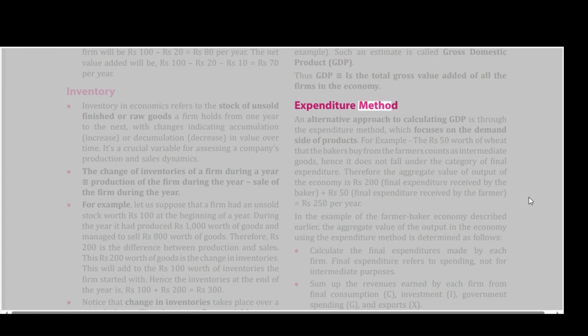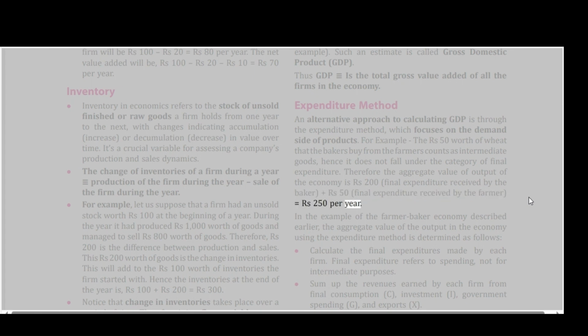Expenditure method. An alternative approach to calculating GDP is through the expenditure method, which focuses on the demand side of products. For example, the 50 rupees worth of wheat that the bakers buy from the farmers counts as intermediate goods. Hence, it does not fall under the category of final expenditure. Therefore, the aggregate value of output of the economy is 200 rupees, final expenditure received by the baker, plus 50 rupees, final expenditure received by the farmer, equals 250 rupees per year.